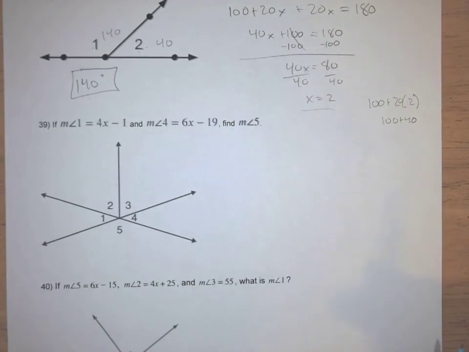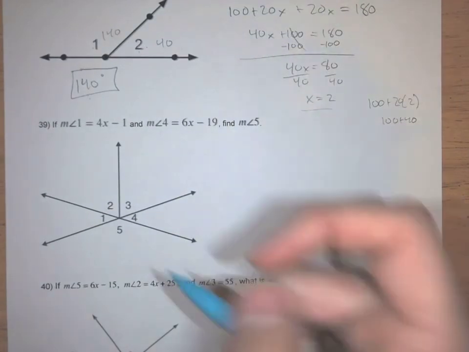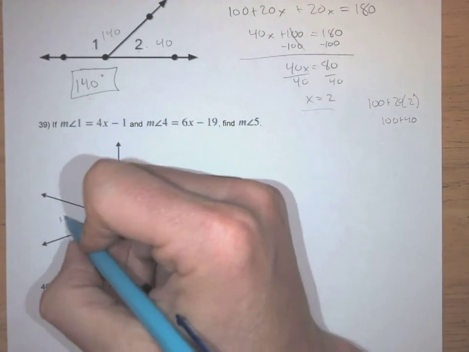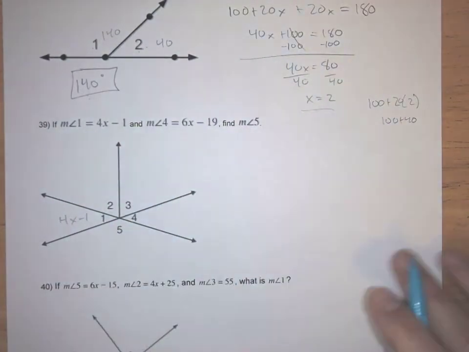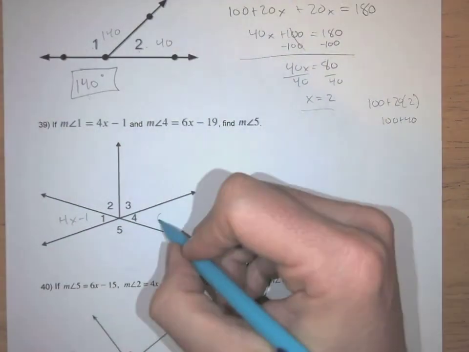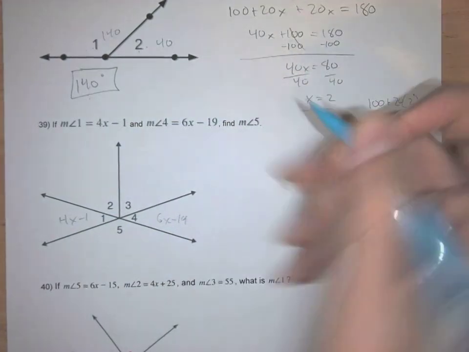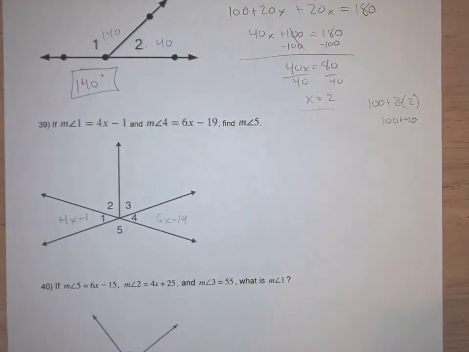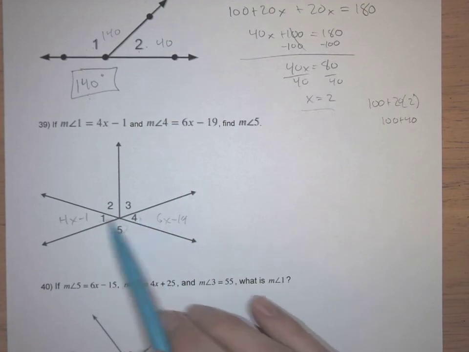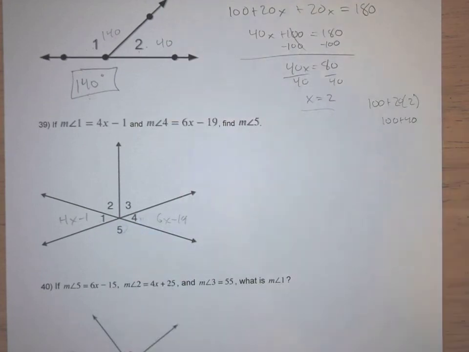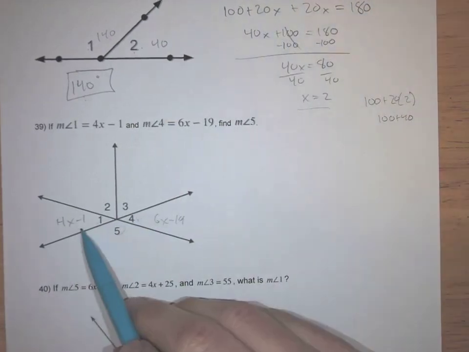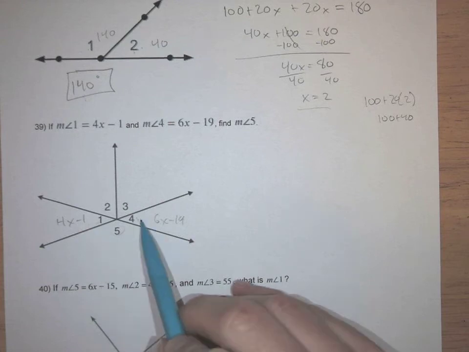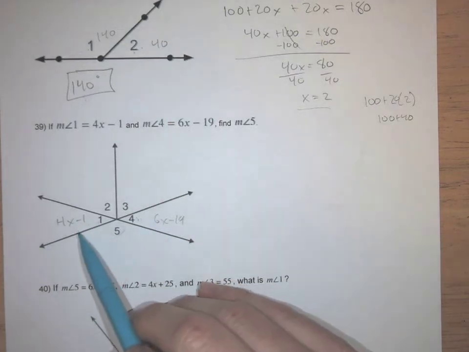Okay, 39, we're going to do some similar stuff here, but this time this is a two-step process. So we have the measure of angle 1 is 4x minus 1. I'm just going to write that right next to the angle. And the measure of angle 4 is 6x minus 19, and we want to find this guy. So looking at the figure, we know that these two angles are vertical angles, which means they're congruent.